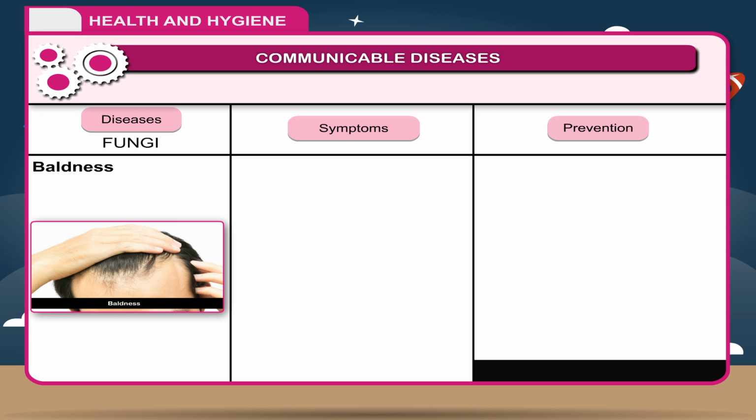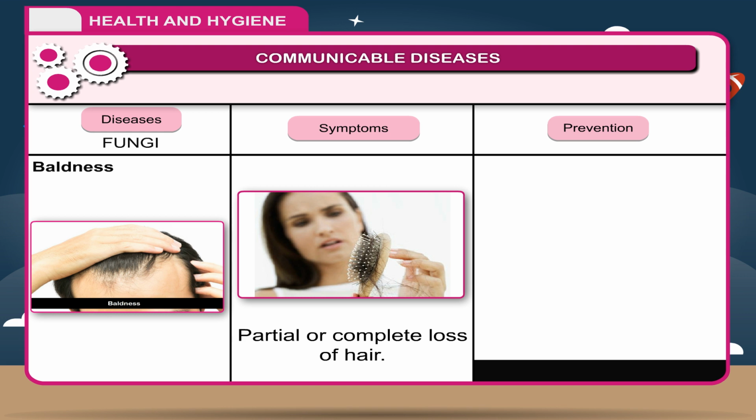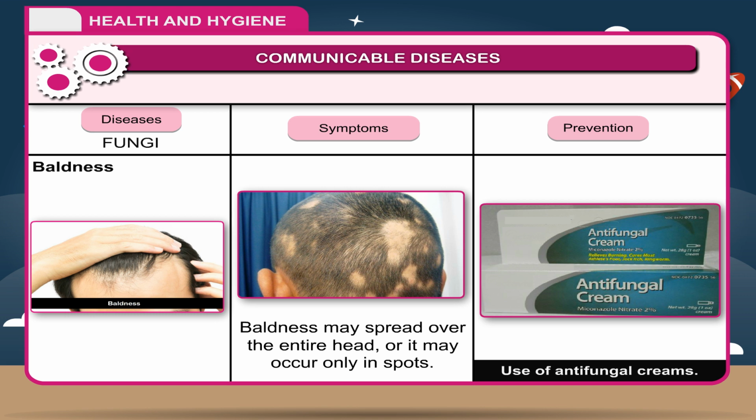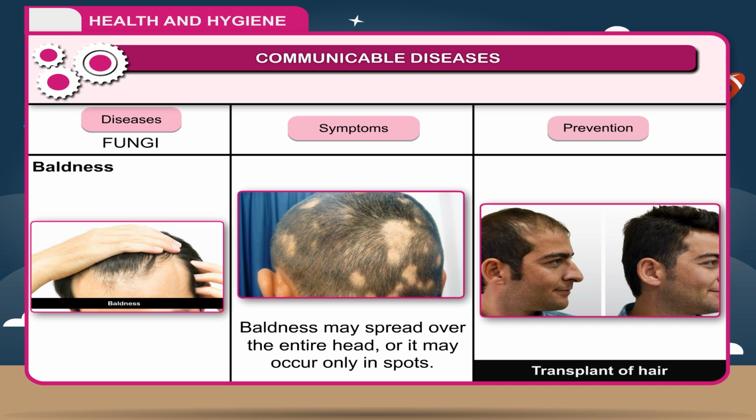Baldness caused by hereditary factors, aging and reaction to drugs. Partial or complete loss of hair. Baldness may spread over the entire head or it may occur only in spots. Use of antifungal cream. Transplant of hair.